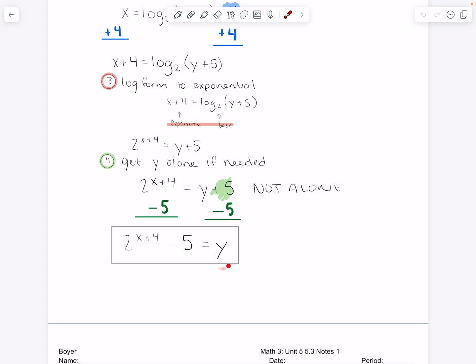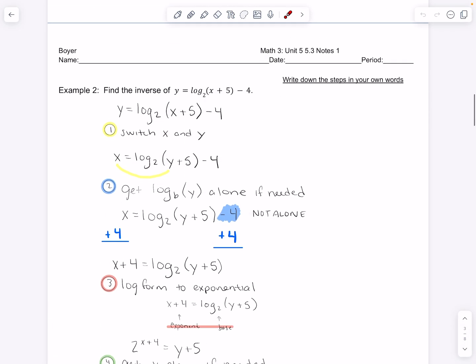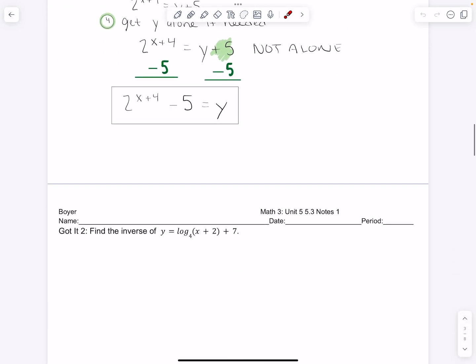I'm just left with the y over here on the right. And again, this has an exponent of x plus 4, and this minus 5 does not, so I'm just going to rewrite it separate. So 2 to the x plus 4 minus 5 equals y. Final answer. So you'll try the got it problem after you write in some steps right here.